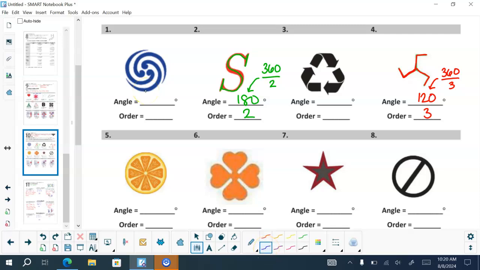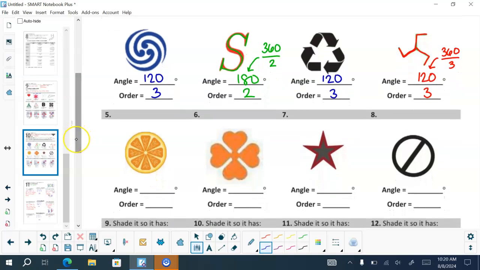Okay, number 1, the order should have been 3, so the angle should have been 120. Number 3, the order was also 3, so your angle was 120 again. For number 5, your order should have been 8, so your angle is 45 degrees. 6, your order should have been 4, so the angle is 90. 7, your order should have been 5, so the angle is 72. And 8, your order should have been 2, so your angle is 180.